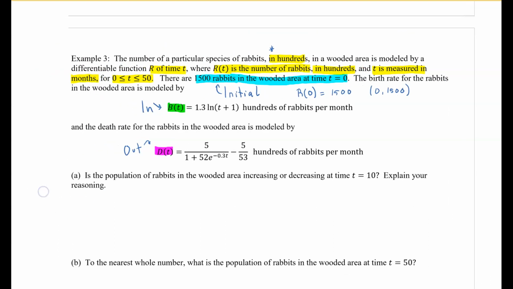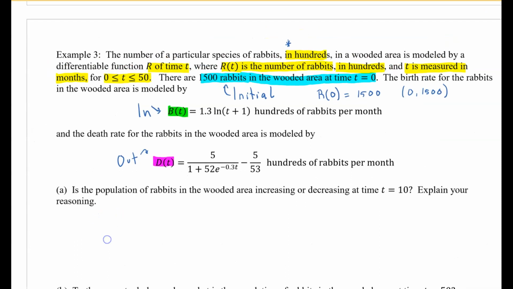What I want to do in these problems right away is come up with a formula or a function for the rabbits. I'm just going to say r of t. What is r of t? The number of rabbits. We're starting out with 1,500. Here's our initial value. And then we're going to add rabbits from 0 to t, whatever our input is, right? This is going to match from 0 to t.